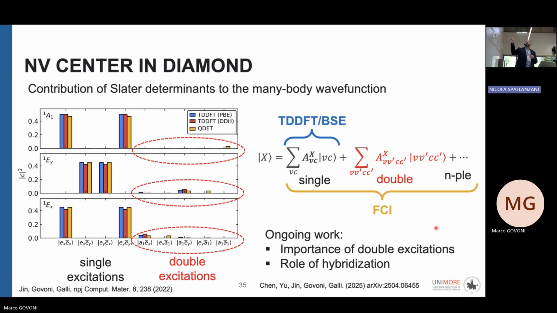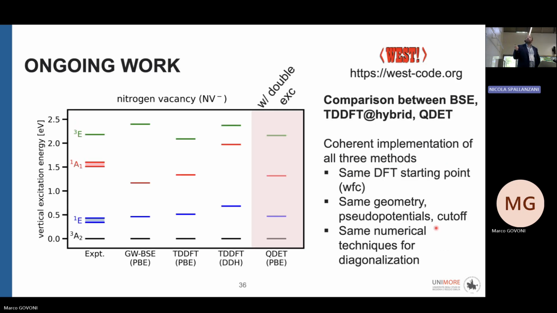Okay, so now we can also compare this level of the full configuration interaction with the TDDFT that you will hear about tomorrow, just because now we have access to the double excitations. So this is ongoing work. And also the role of the hybridization of the defect with the environment, where we have work in progress. So it's important that in a code you can have all these methods implemented with the same numerical techniques, because now you can make a fair comparison between the theories.